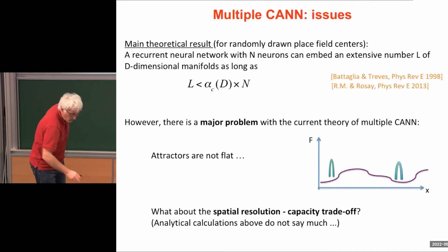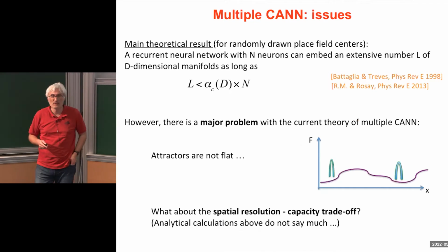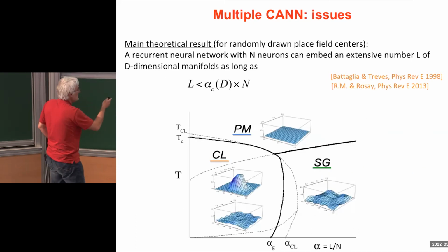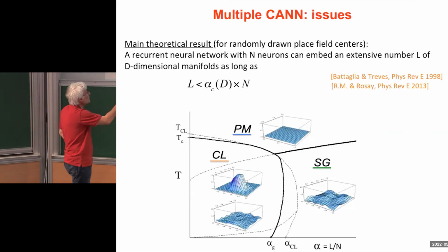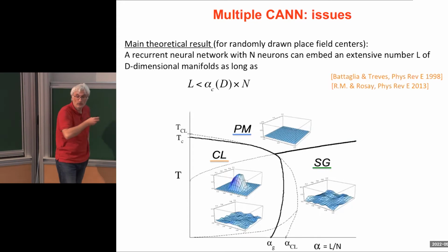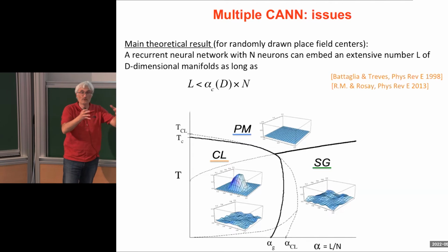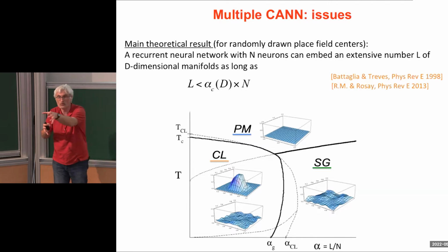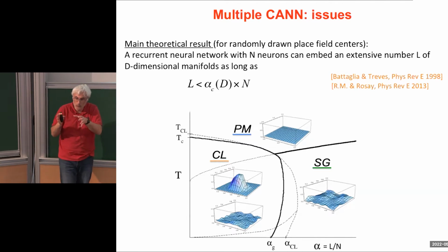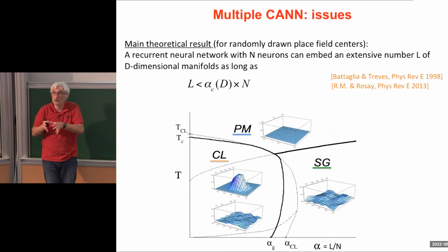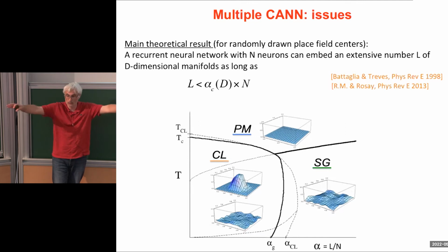So it seems very nice, but it's not so very nice, because the fact that you can create a bump somewhere in the environment tells you nothing about where you can actually localize it. It's a necessary condition to have a localized activity, but it's not sufficient to be able to code for all the positions in the environment. You actually want to be able to put it everywhere, in order to be able to code for any position. For instance, if I want to code for a two-dimensional map.